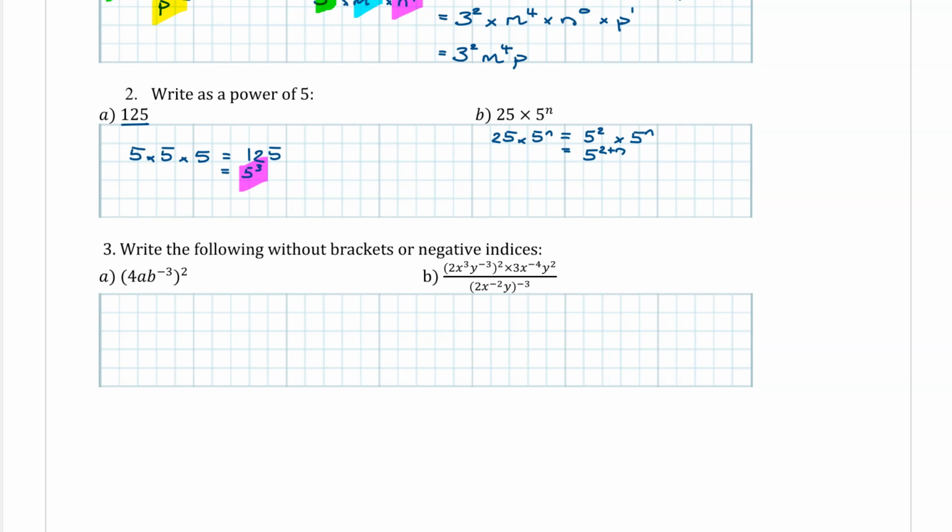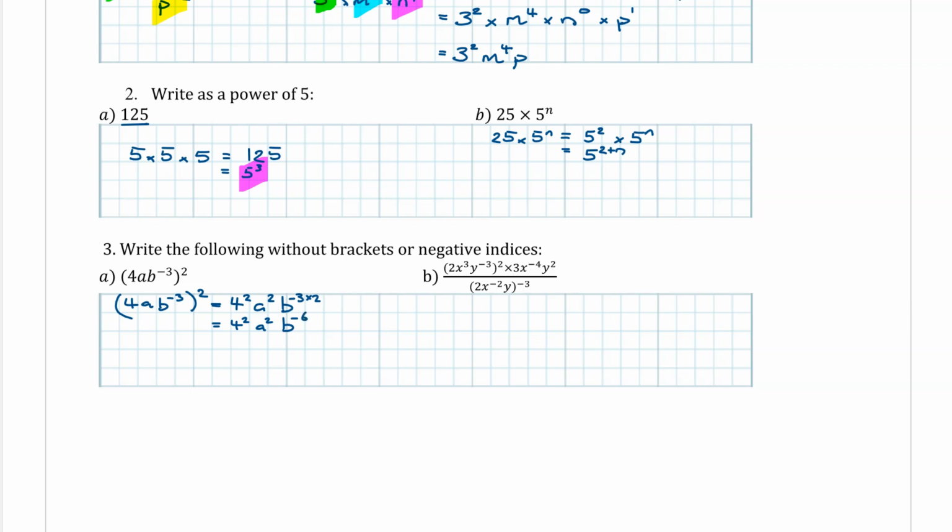Now in question 3, it says write the following without brackets or negative indices. So we don't want to have our negative indices. Looking at part A, we've got 4ab to the negative 3, all squared. What we can do is firstly deal with our brackets. So we'll go 4 squared times a squared times b to the negative 3 times 2.